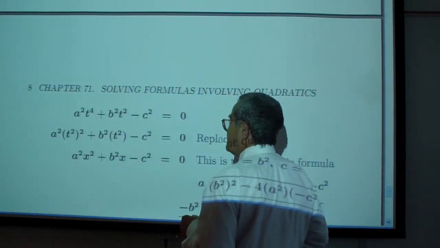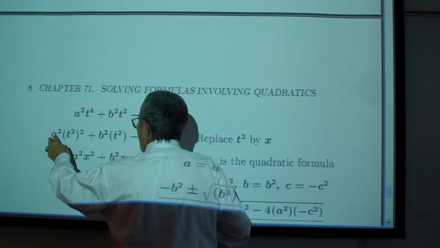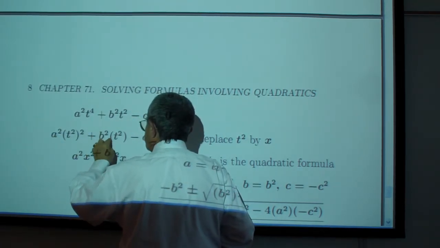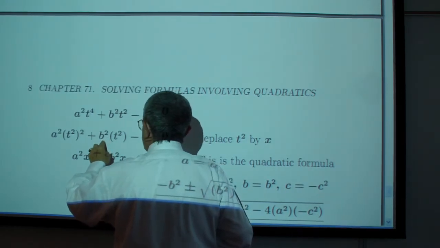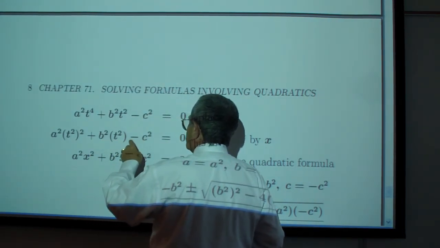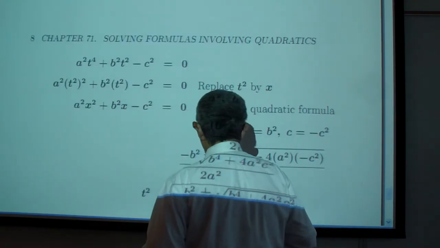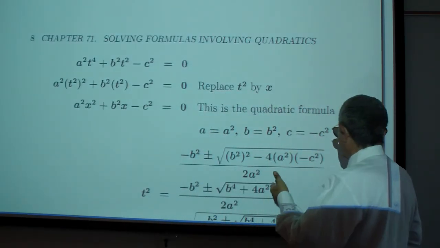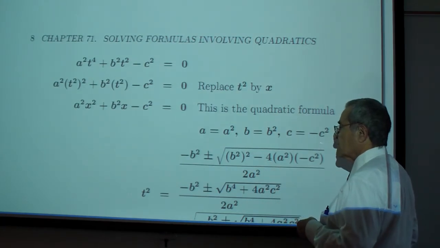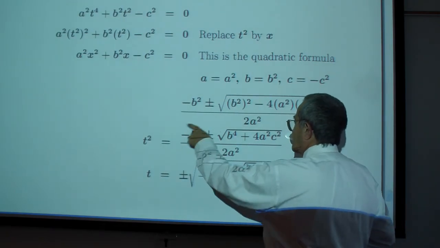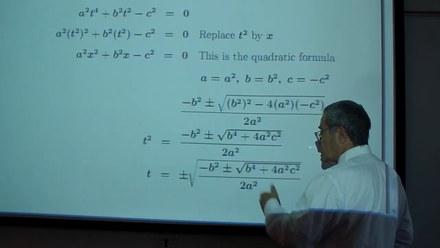So quadratic formula, you got a, which is small a squared, times x squared, plus b, which is small b really, times x, plus c, which is really negative c squared. Plug into the quadratic formula. We're right here. This is x, which is t squared. So again, take the square root of all of this, and you got a square root of a square root.